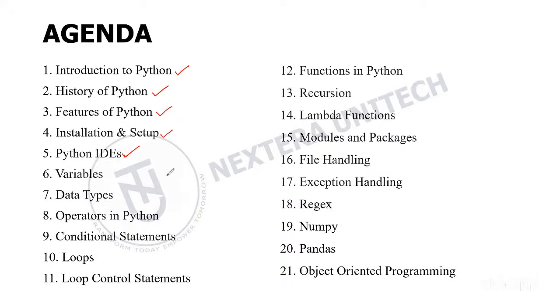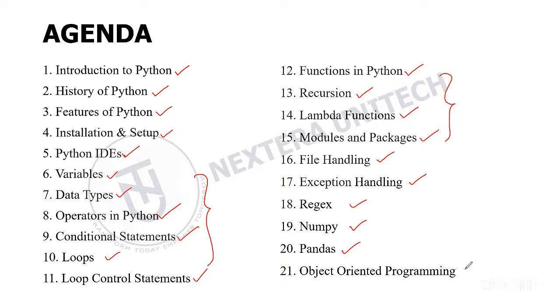And then we will move on to core programming, that is variables, data types, operators, conditional statements, loops, and also loop control statements. These are the building blocks. Without strong basics, AI is not possible. And then we will move on to deeper topics like functions, recursion, lambda functions, modules, and packages. These are used for code reusability. And then we enter powerful concepts like file handling, exception handling, regular expressions. And finally, we'll learn about libraries like NumPy, Pandas, and also object-oriented programming. These are the pillars of AI and data science. After this, you won't just know Python, you'll understand how Python AI projects are built.